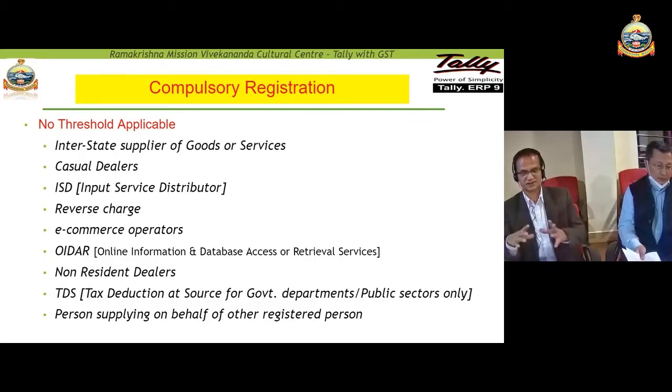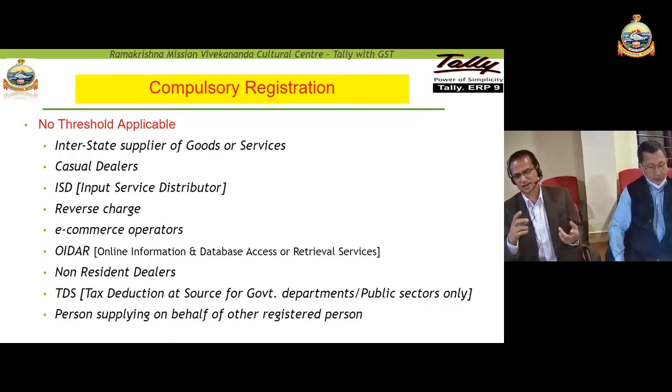Supposing it is within the state, then in GST only two types of taxes are attracted. Number one is CGST, then SGST. In place of SGST, it could be UTGST if it is a union territory. Otherwise, supposing it is going from one state to another state, then it is IGST which is applicable. So if somebody is paying IGST, invariably he has to take registration. There is no threshold limit available to him.